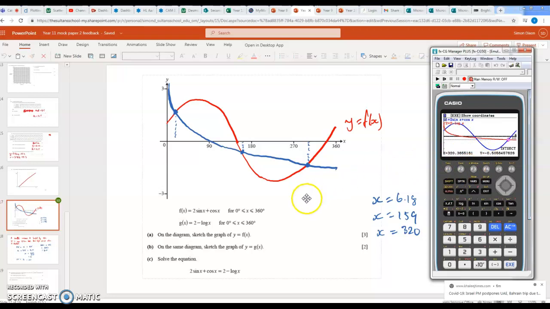So there we go. That's how I use my calculator to basically do all the work for me. And then life is not so hard. Okay, so please learn how to use your calculator effectively.